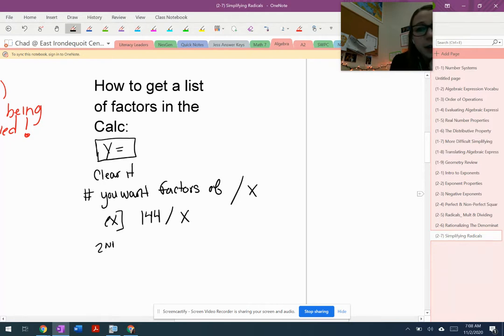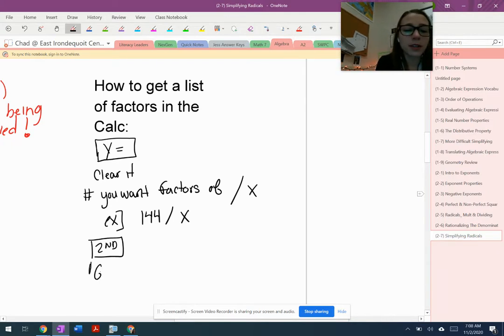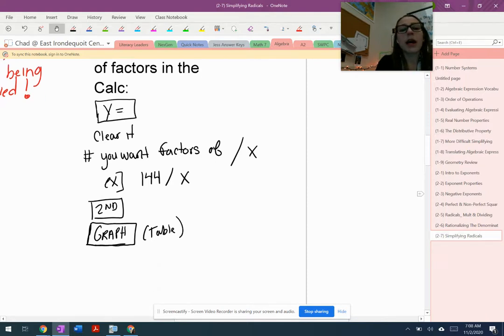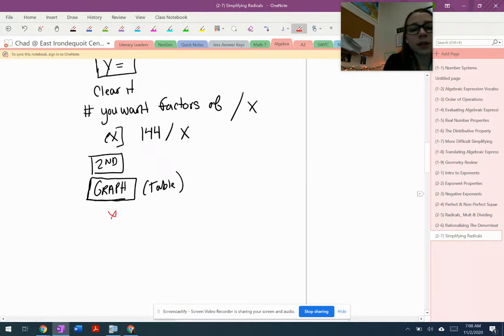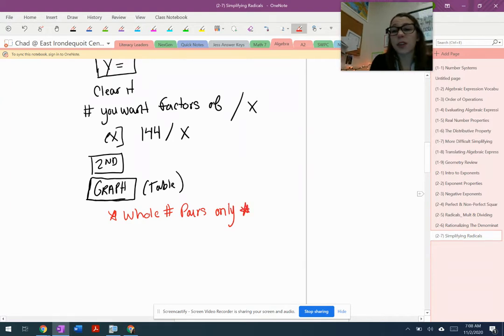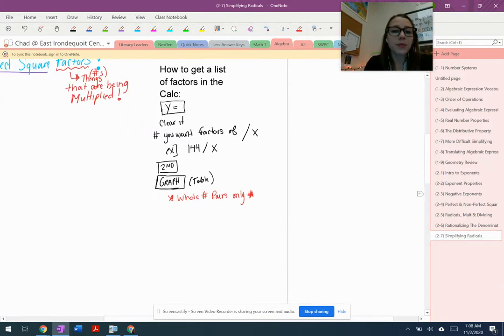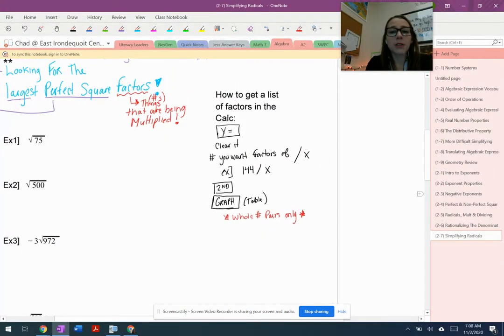Then you're going to hit the second button and hit the graph button, because the graph button is really actually the table button after you hit that second button. And then just a little reminder that you are looking for the whole number pairs only. And that's just because that's as far as we're going to get in algebra, baby steps. Okay, so that is how you get a list of factors in the calculator.